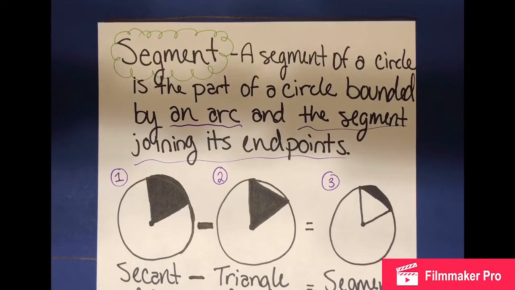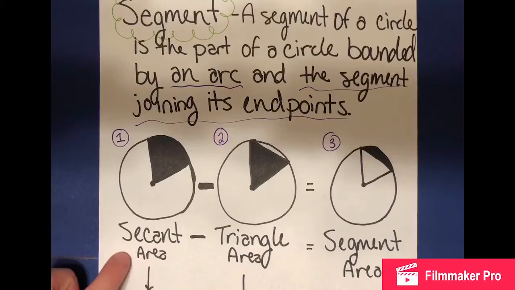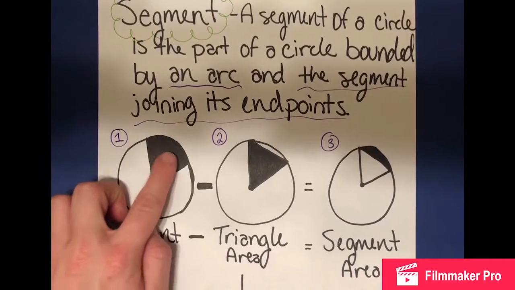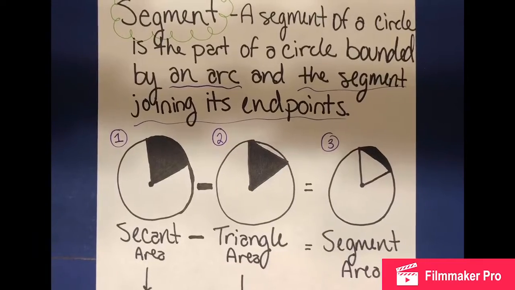So just straight definition here, a segment of a circle is the part of a circle bounded by an arc and the segment joining its endpoints. Okay, so this is what it means. We're going to go back to something we already know. We know secant. We know this is going to be here. That would be the area of a secant, okay?